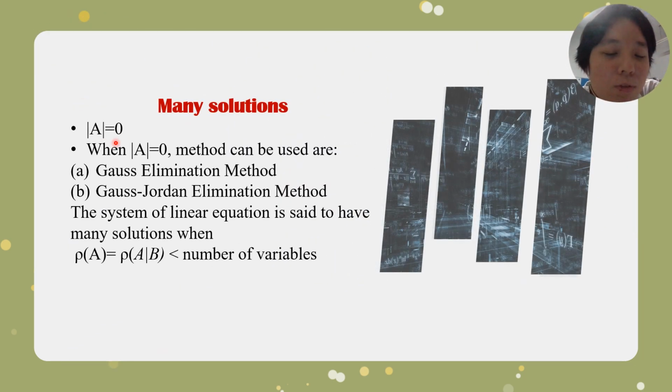For many solutions, for sure the determinant of A equals to 0. The rank of matrix A equals to rank of augmented matrix AB smaller than the number of variables.